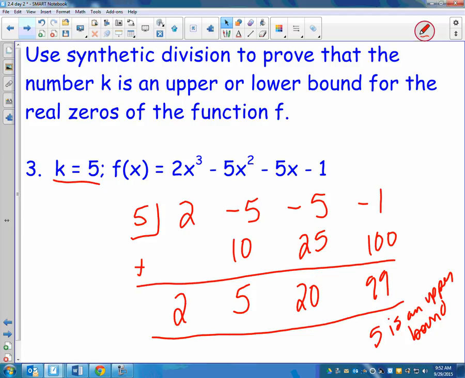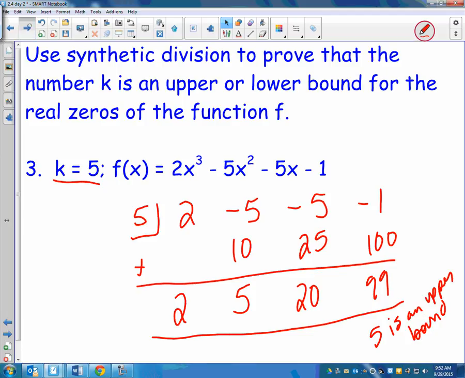If there was one negative, we would say it's nothing. It's not a bound. Because it would have to alternate signs to be negative. It would have to go positive, negative, positive, negative. You see what I'm saying? And also, to be a lower bound, you have to be divided by a negative number. So the nice thing is, if I give you a question like this on the test, if it's positive, you know it has to be upper or nothing.